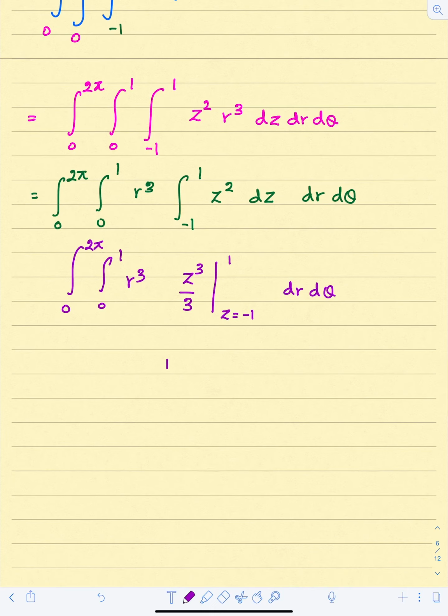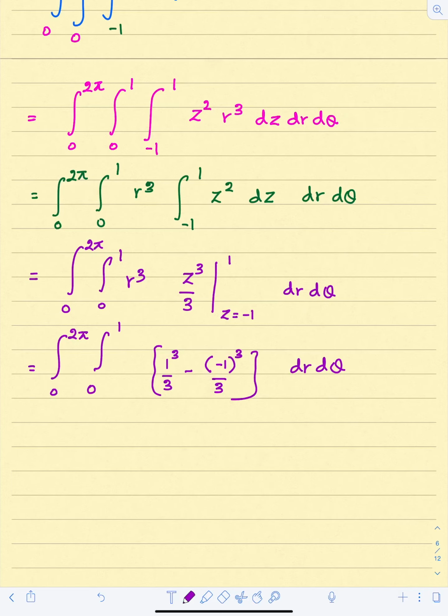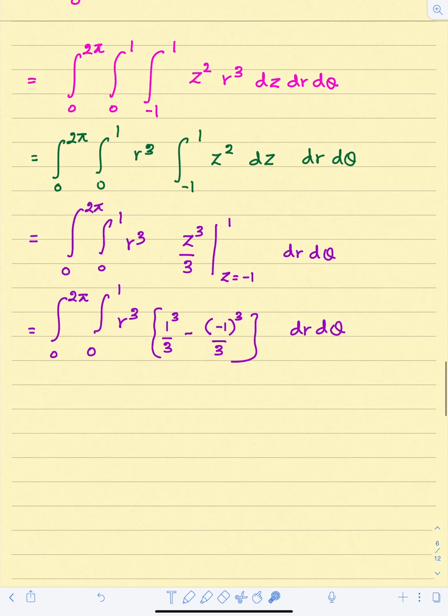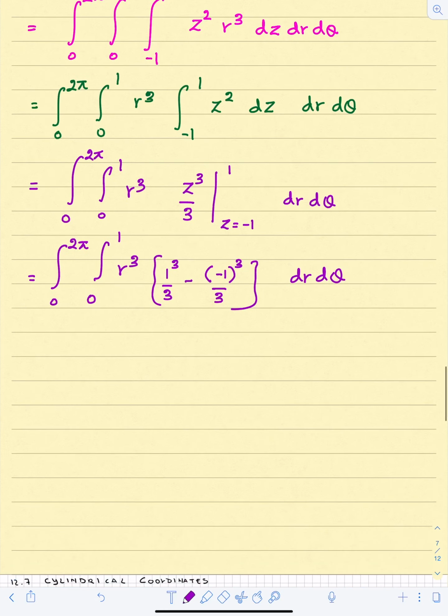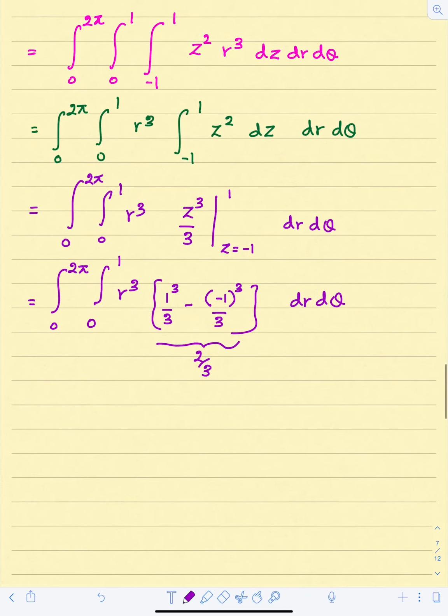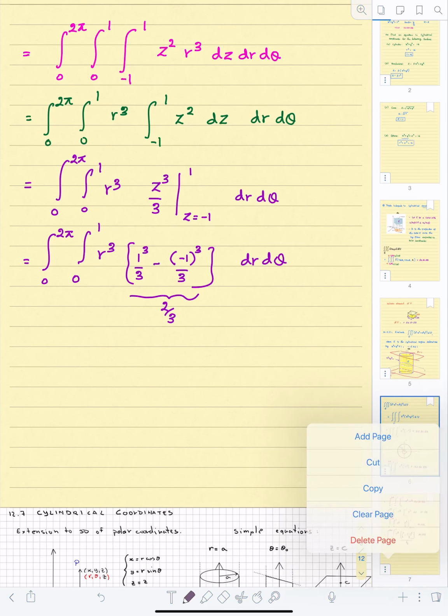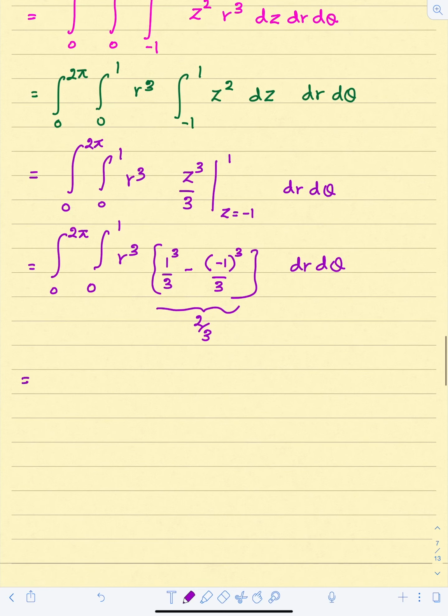Apply the upper limit first. You have 1 cubed over 3 minus -1 cubed over 3, dr d theta. -1 to the power 3 is -1. -1 times this negative becomes +1. We have the same denominator. Therefore, this constant becomes 2/3, which is a constant, and we can pull out that constant 2/3 from the integral signs.